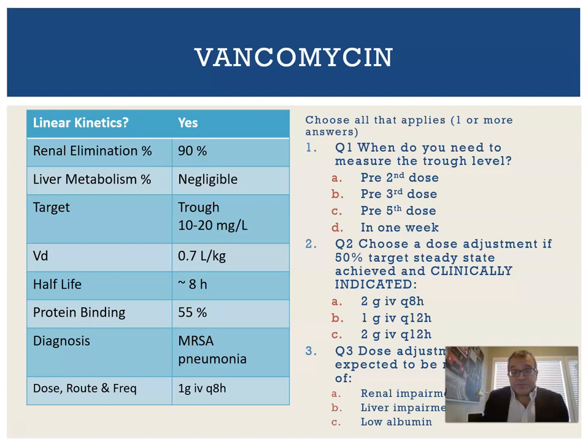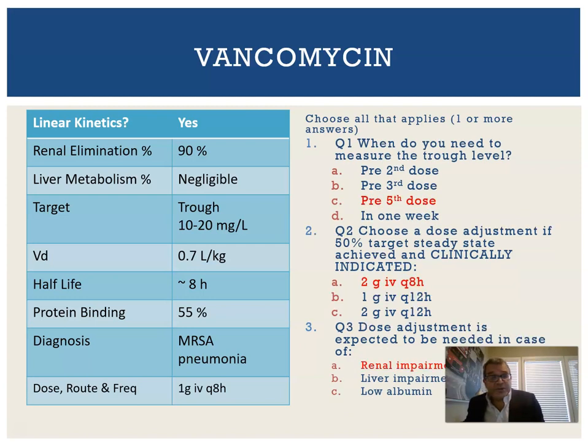And the question for you, is dose adjustment expected to be needed in case of renal impairment? Yes, because it's 90% renally eliminated, right? Liver impairment? I don't think so. Low albumin? Let's look at the protein binding. I don't think so. So the answer is going to be renal impairment. So here are the answers. You're going to do the level pre-fifth dose. You can double the dose because it has linear kinetics, and dose adjustment might be expected in case of renal impairment.